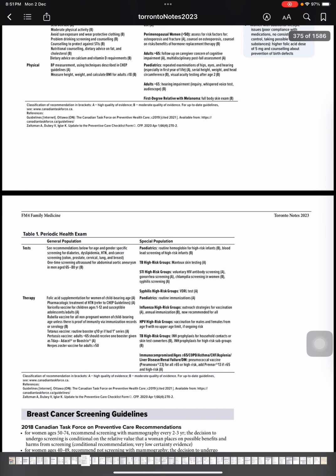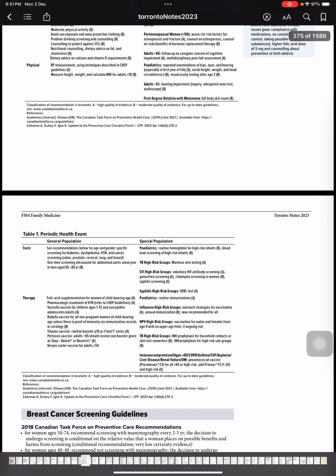And then one time screening ultrasound for abdominal aortic aneurysm in men age 65 to 80. So you need to remember the ages because they may test you on the exam on specific age groups and see if you know or can recall the age groups. So 65 to 80, one time screening for abdominal aortic aneurysm.